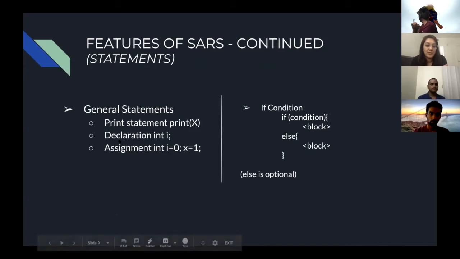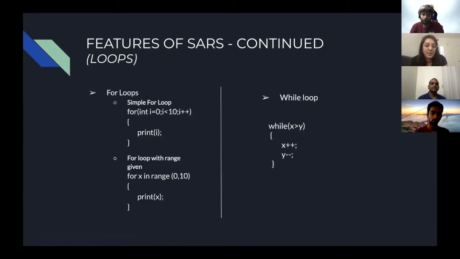We have general statements like print, declaration statements, assignment statements, and if conditions, where else is optional. It can be if and else, or it can be just an if condition. We have 3 types of loops: 2 types of for loops and 1 while loop. There's a simple C++ type for loop, and a for loop that takes in a range and runs until it has evaluated all the numbers in the range. And there's a simple while loop with a condition and a block.